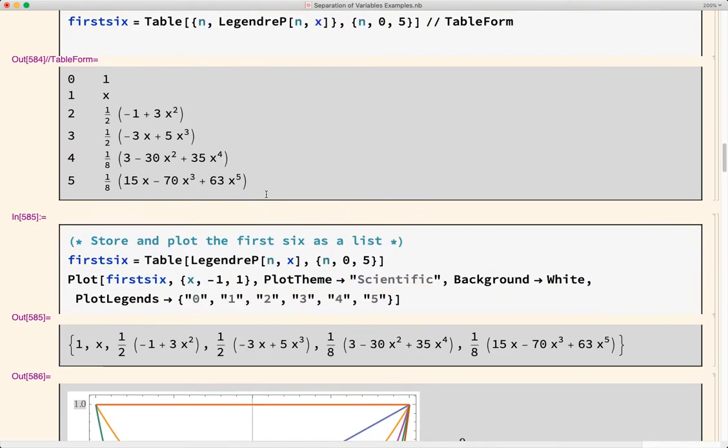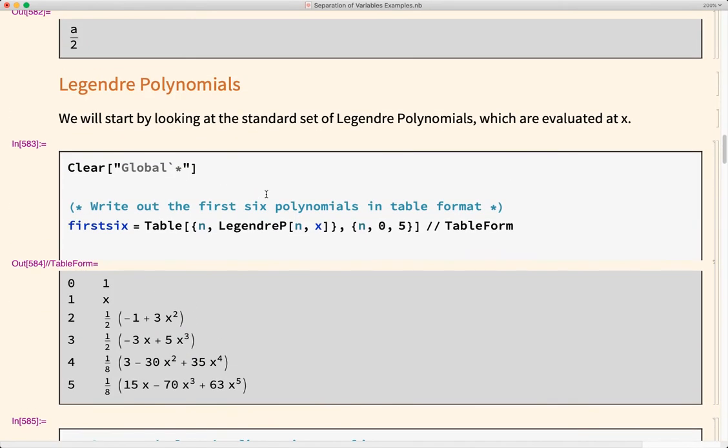So let's go down here and look at the Legendre polynomials. I just want to start out by showing you that Mathematica knows about the Legendre polynomials, and you can write out as many terms as you want. Here I'm just writing out the first six in a particular table format, so they're easy to look at. And this is the general Legendre polynomials, which means they're just being evaluated at x.